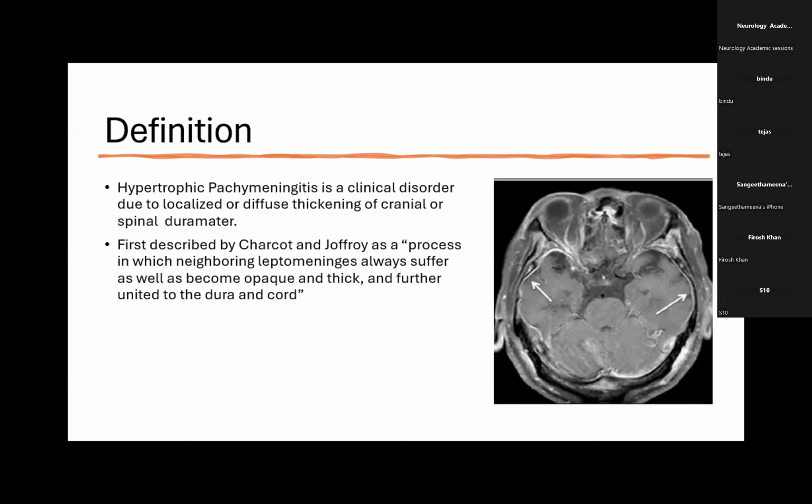Hypertrophic pachymeningitis is a clinical disorder due to localized or diffuse thickening of the cranial or spinal dura. It was first described by Charcot as a process in which the neighboring leptomeninges always suffer as well, becoming opaque and thick, and further get united to the dura and the cord.